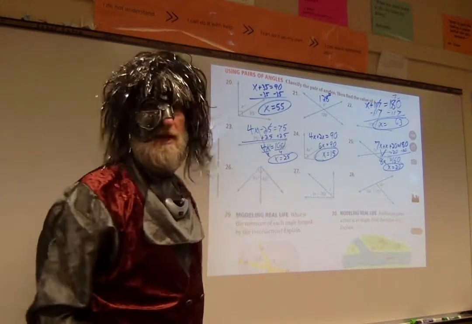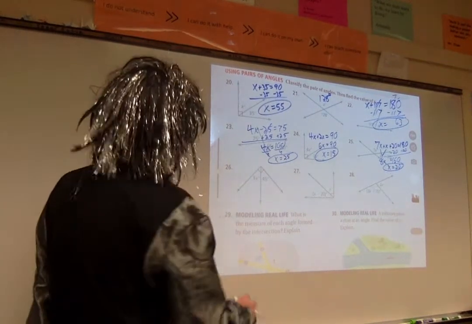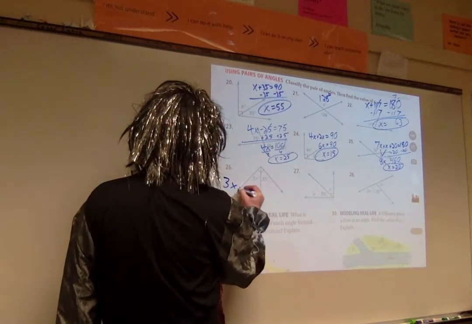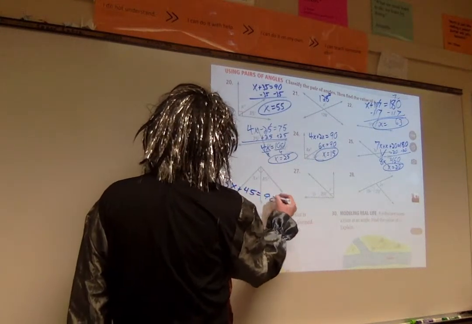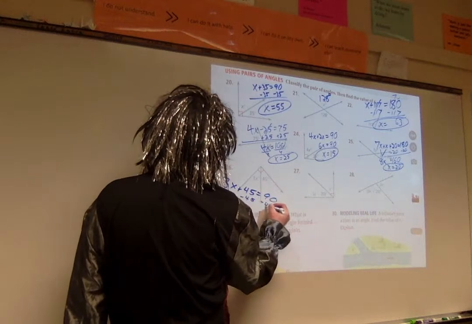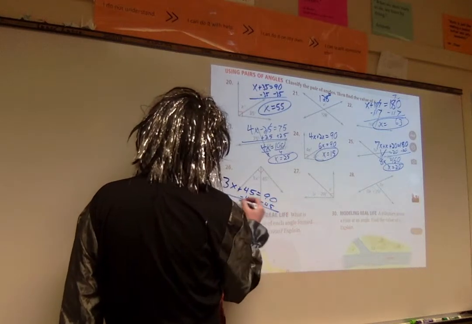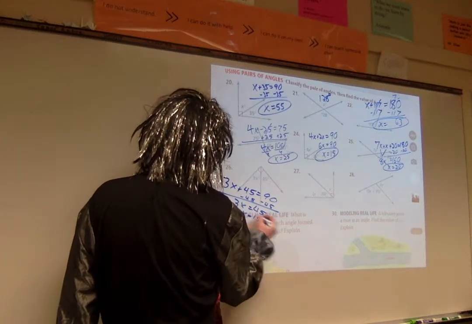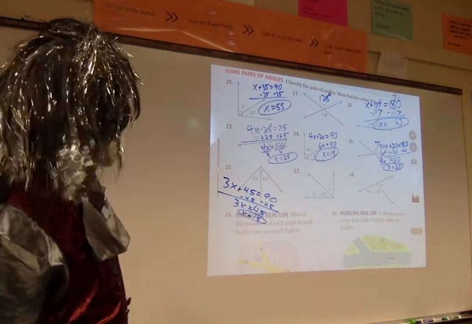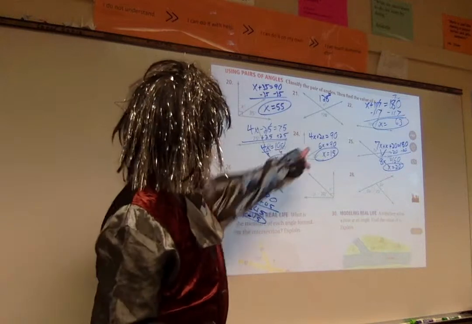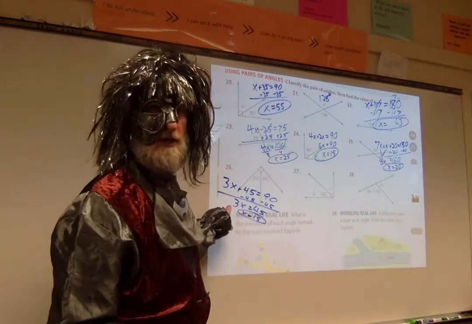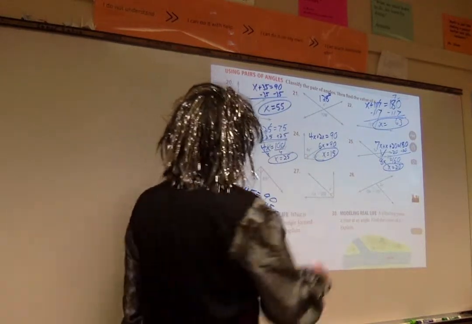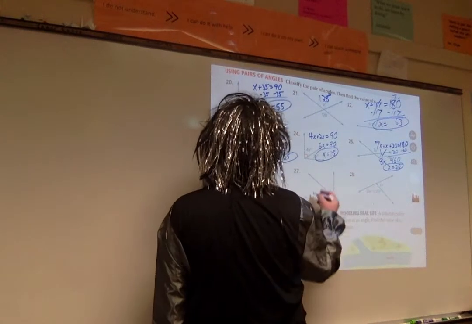Coming on over here to number 26, everybody. That's a right angle. That means they're complementary angles. That means 3x plus the 45 have to equal 90. Subtract 45 from both sides. 3x, therefore, is equal to 45. X is equal to 15. We already had that answer. That's okay, that's allowed.